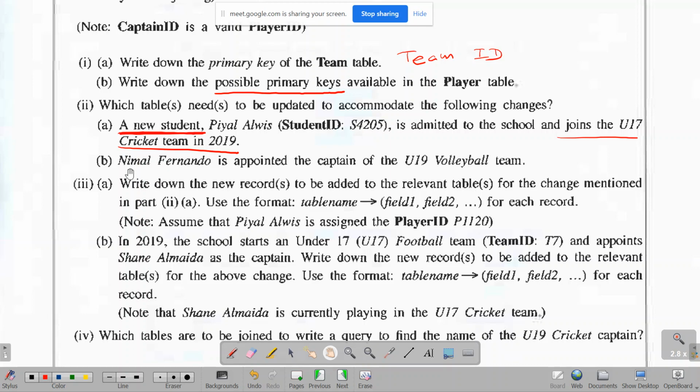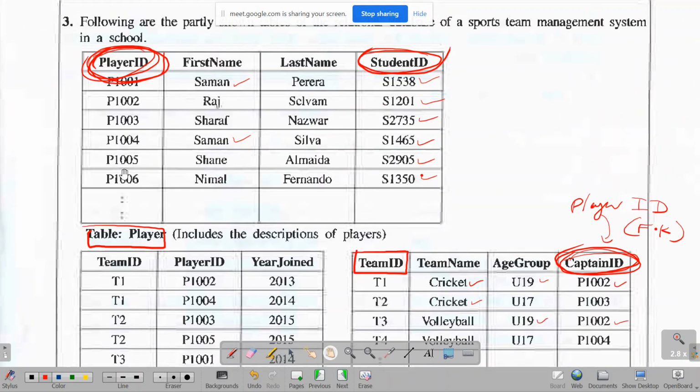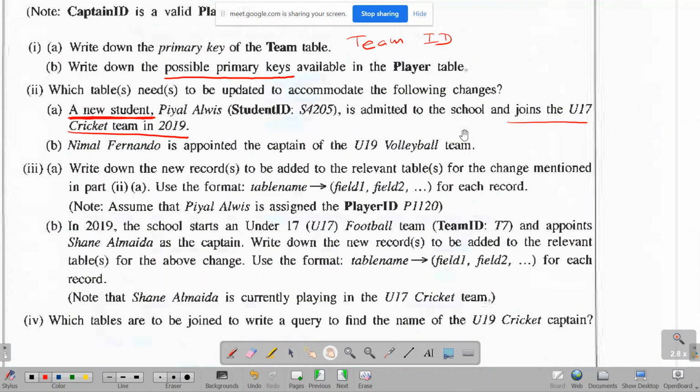Yeah, so Nimal Fernando, our fellow Nimal Fernando, right over here. This is Nimal Fernando. He is an existing student for the moment, right? So that Nimal Fernando, what they have said is appointed the captain of the under 19 volleyball team.